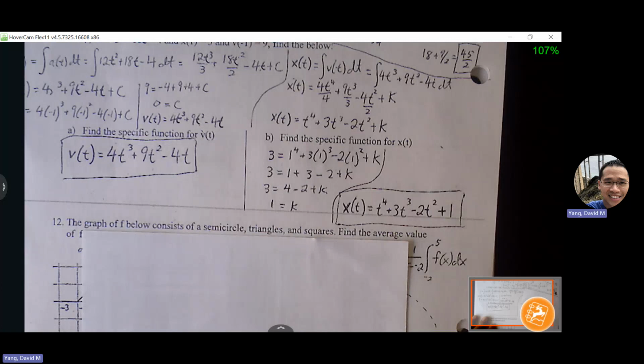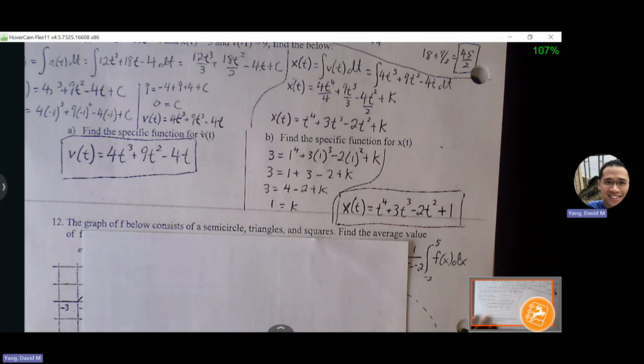I used plus K, but you can use plus C again, it doesn't matter, that's no big deal. I just didn't want two plus C's, because those constants are at different levels. Usually what happens is you can use plus C for the first and plus C2 for the second. But this is basically my constant for my position function.